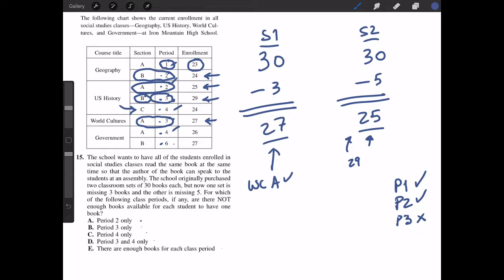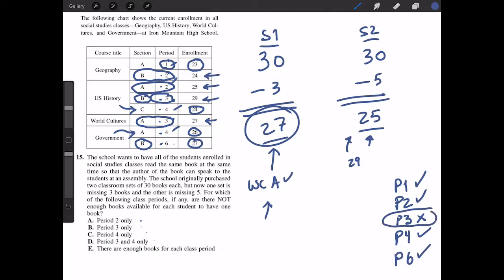For period 4, we see that we have U.S. history, section C, and we have government, section A. So 24 students and 26 students, certainly enough books in both, with the sets that we have, so we don't have a problem. And finally, we have period 6, which is government, section B. 27 students enrolled. Clearly, if we assign this set 1 to that class, we'll have enough books for that class. And so period 6 is also okay. So where do we have an issue? With period 3.